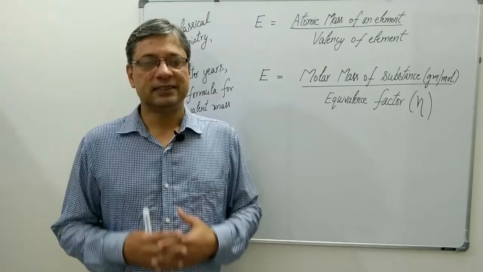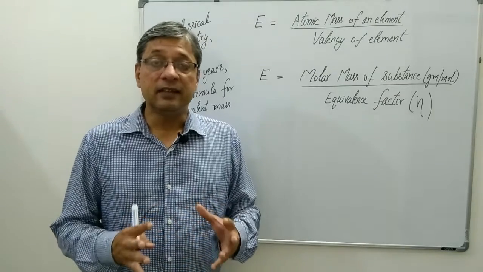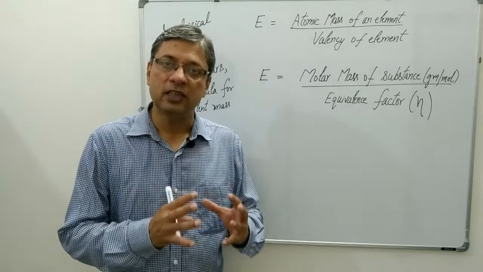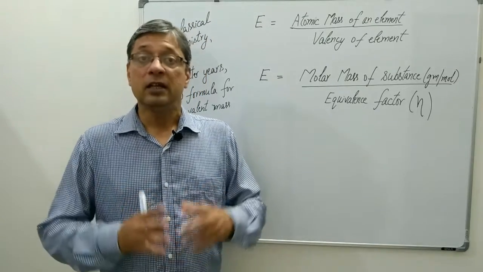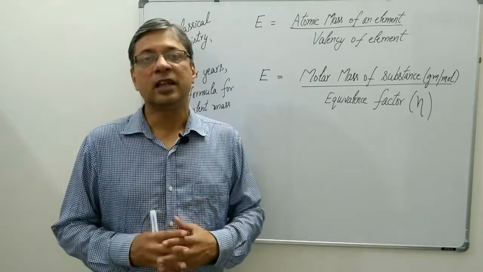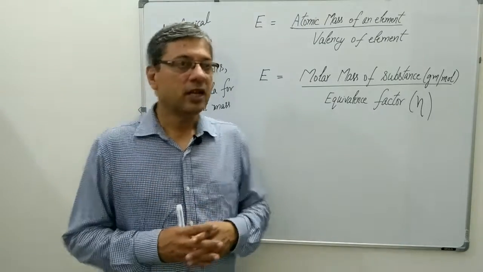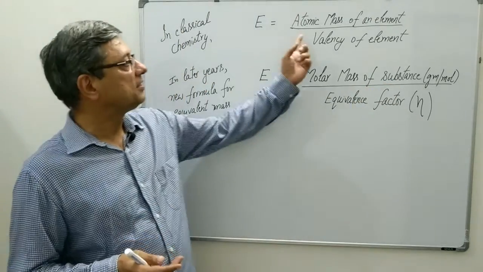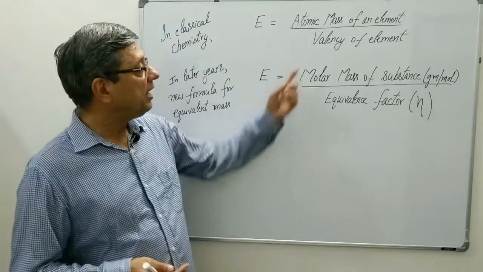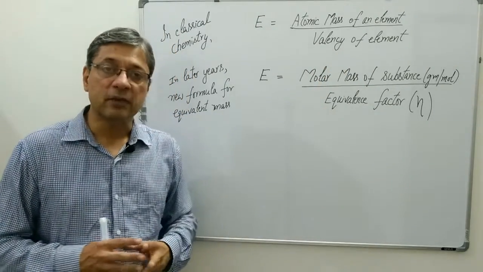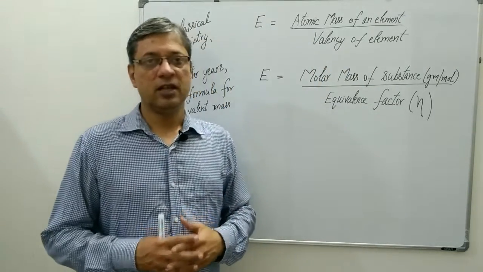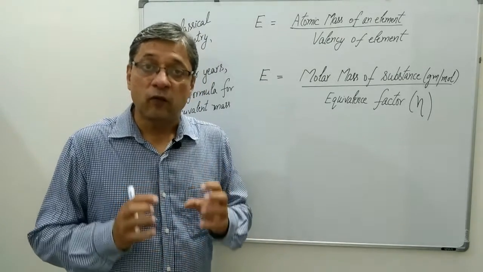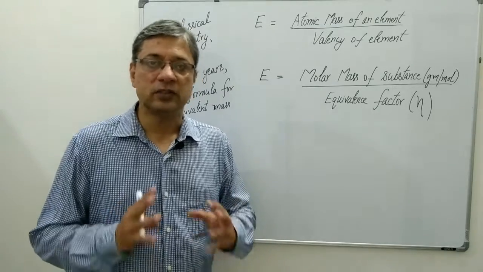In later years, when it was realized that chemical reactions are happening not only with oxygen, hydrogen and chlorine, the equivalent mass calculation formula was revised. In the revised formula, the molar mass of a substance replaced the atomic mass of an element, and the valency of the element was replaced by the equivalence factor. Now the equivalence factor had different values for different types of substances.